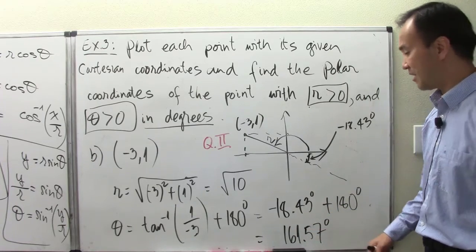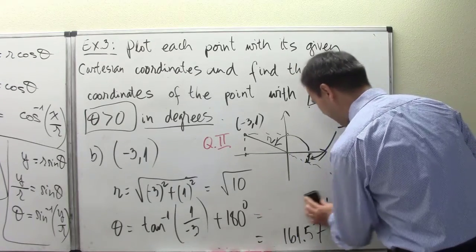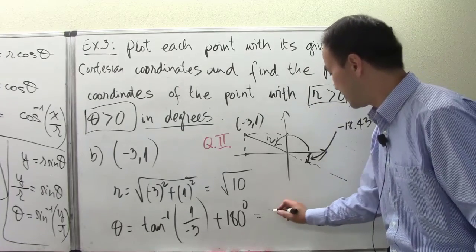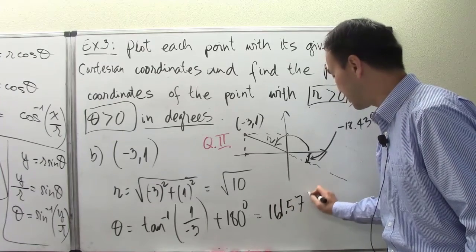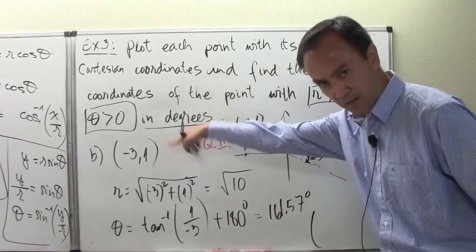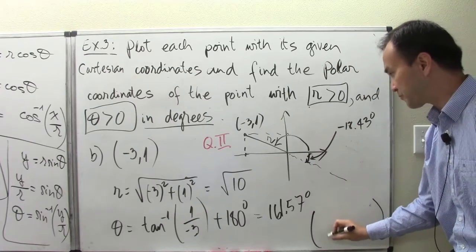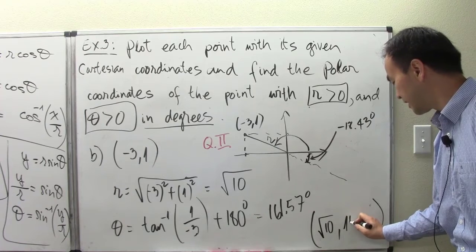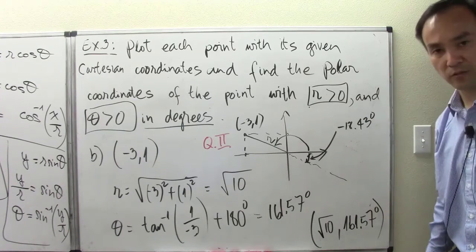All right, so now as a final conclusion, the point that we're looking at now, allow me to erase all this extra work right here because I need some space to write in the actual points. So the answer here is 161.57 degrees. So now the final point in polar coordinates, the same point but represented in polar coordinates, is going to be radius square root 10, at an angle of 161.57 degrees with the x-axis.